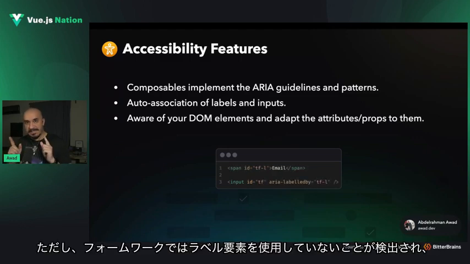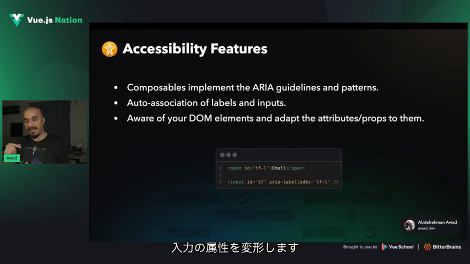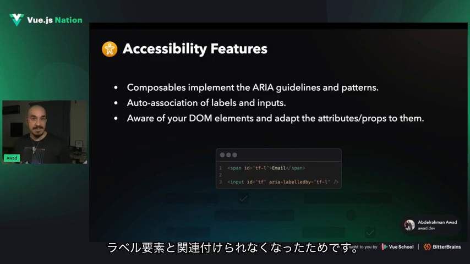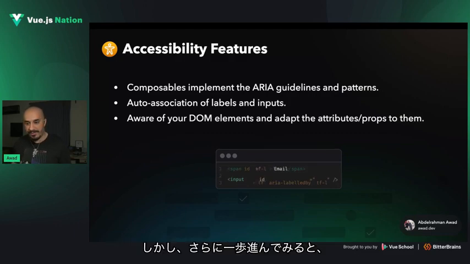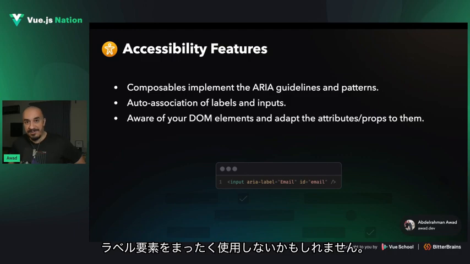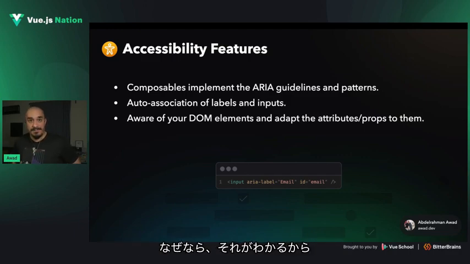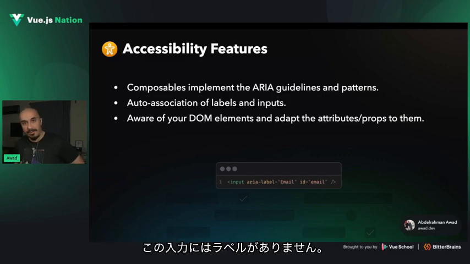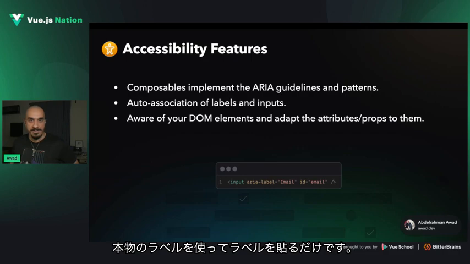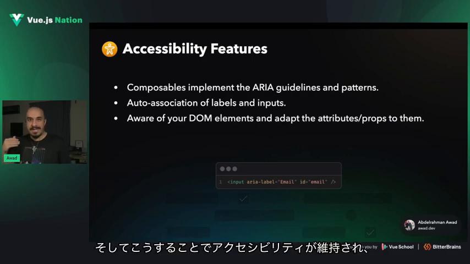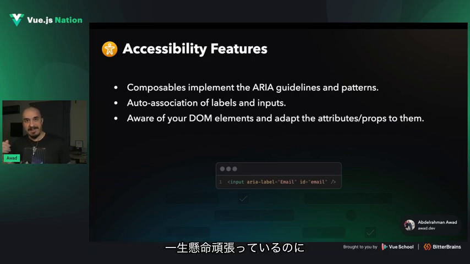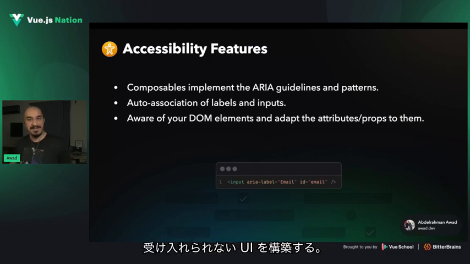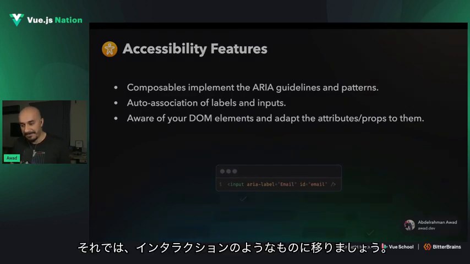However, Formwork detects if you are not using a label element, then it will morph the attributes of the input to be like ARIA labeled by, because it's not associated anymore with the label element. However, if you go one step further and maybe not use a label element at all, Formwork can tell, hey, you didn't bind the label props to anything. So this input has no label, so I'll just slap the label on it using ARIA label. And this way it maintains accessibility, even though you are trying your hardest to build an inaccessible UI.